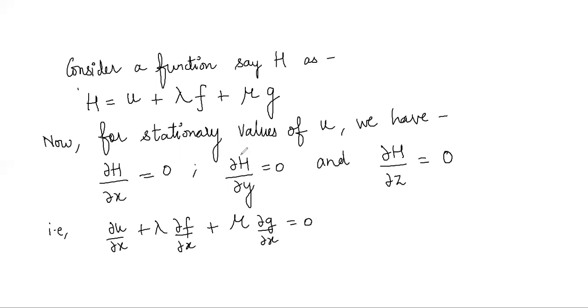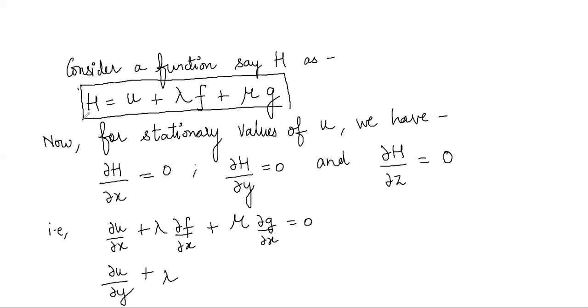Similarly, the expression for del h upon del y will be del u by del y, now partial derivatives will be with respect to y, plus lambda del f by del y plus mu del g by del y equal to 0. How are we writing these expressions? With the help of this function h. We are differentiating this function h partially with respect to y.